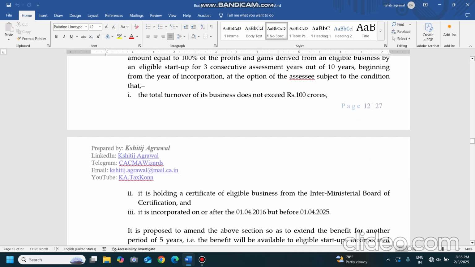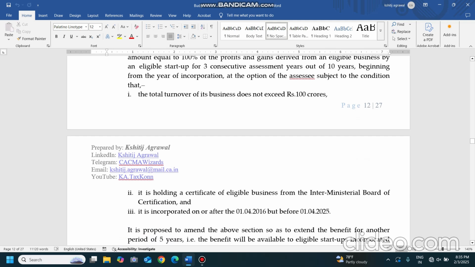Now what are the conditions? What is a startup actually? The total turnover of the business should not be more than 100 crores. For claiming these exemptions under startups, the total turnover should not be more than 100 crores. It should hold an eligibility certificate from the Inter-Ministerial Board of Certification. From that board they have to receive a certificate that they are doing eligible business, and it should be incorporated after 1st April 16 but up to 1st April 2025.